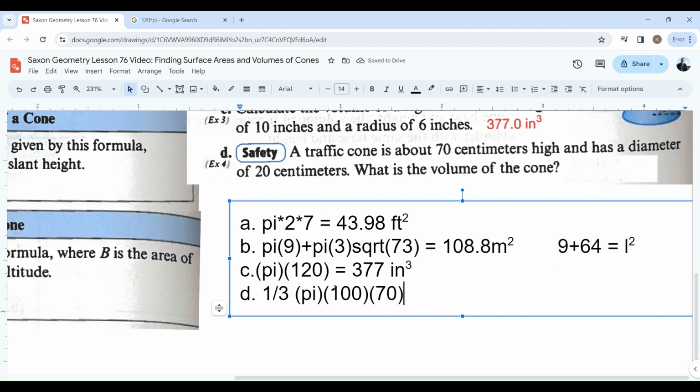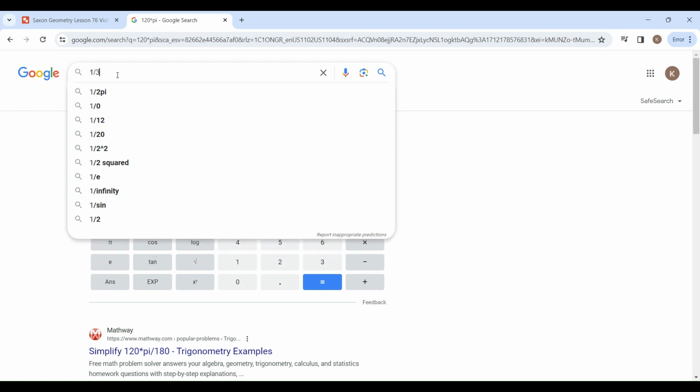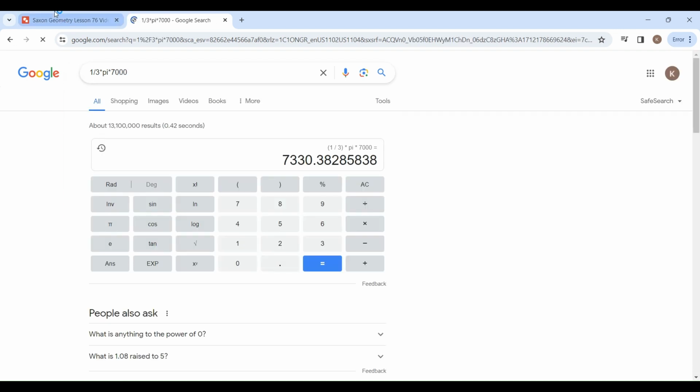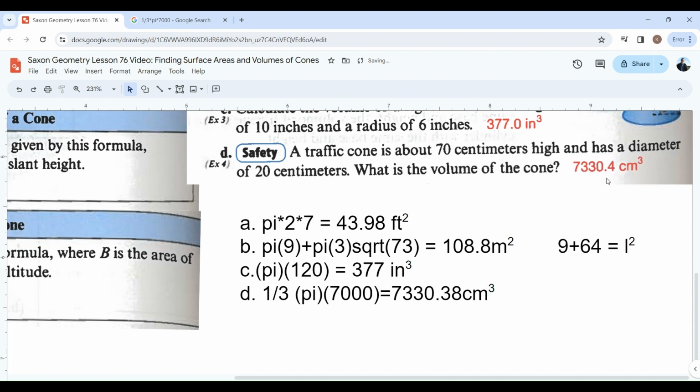Okay, now I can't really simplify the 1/3 with anything because nothing divides by 3 perfectly, but I can multiply 70 times 10 to make 7,000, just to get one fewer number to punch in my calculator. 1/3 times pi times 7,000. Let's go ahead and do that. 1/3 times pi times 7,000, and I'm left with 7,330.38. Now this is going to be in centimeters cubed because it's a volume. And let's just check to make sure we got that one right. And that's how you do these sorts of problems. You should be ready to do the problem set for next time.